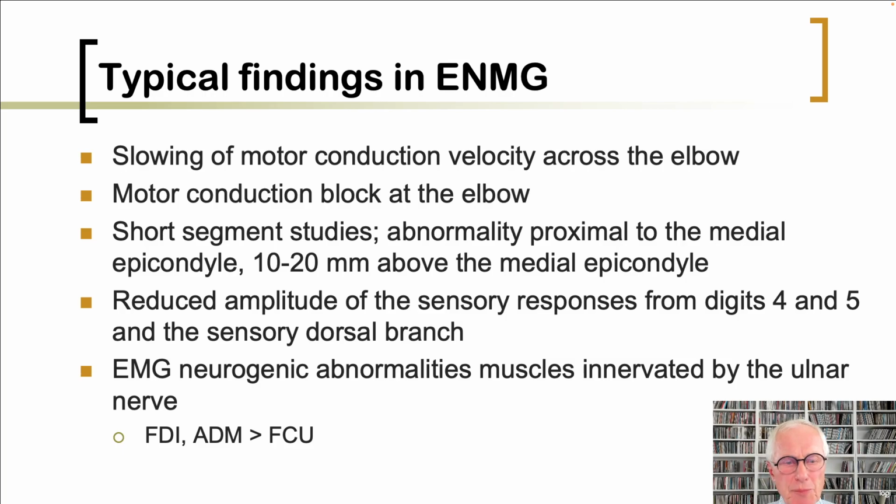The sensory responses may be reduced if we have an axonal involvement, and the sensory response of the dorsal branch will also be decreased. And we see EMG abnormalities in the muscles innervated by the ulnar nerve if we have axonal involvement.